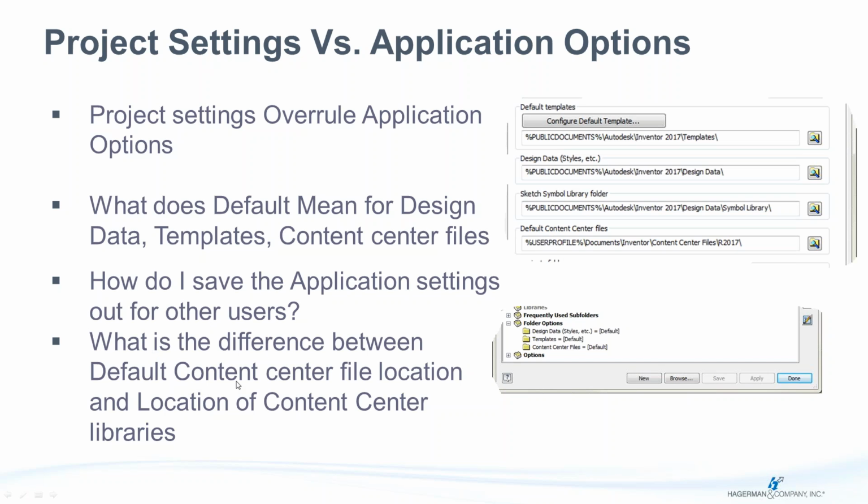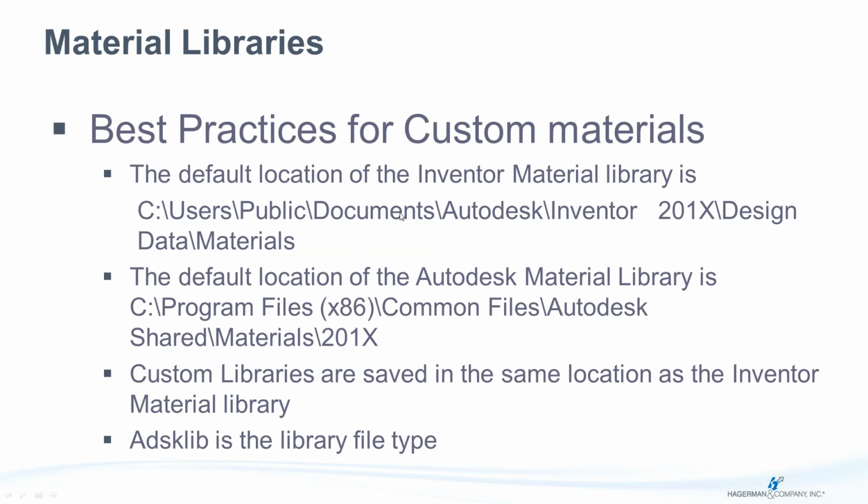And then the Content Center, I'm throwing this in as an afterthought. It shouldn't necessarily be an afterthought, but what's the difference between the default Content Center files location and the location of the Content Center libraries? That's a question that I get quite a lot and have to explain, so we'll try and look at that as well. And what are the best practices for our custom materials? How do we save those out? Where are the default locations?